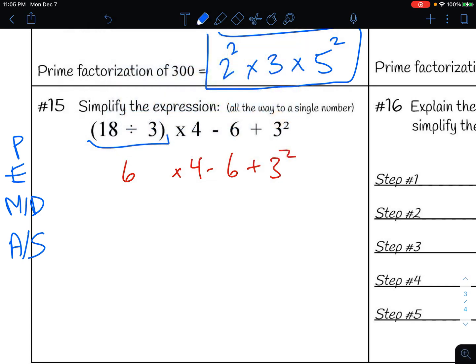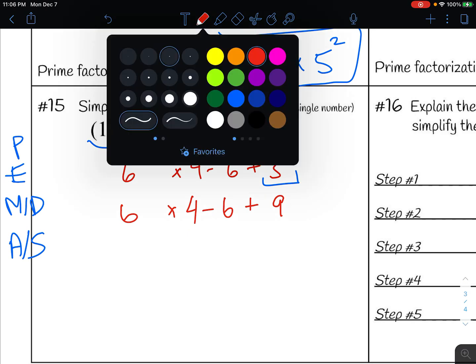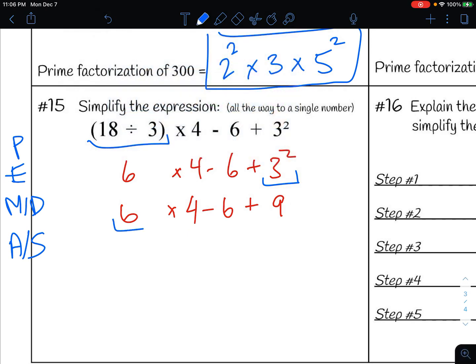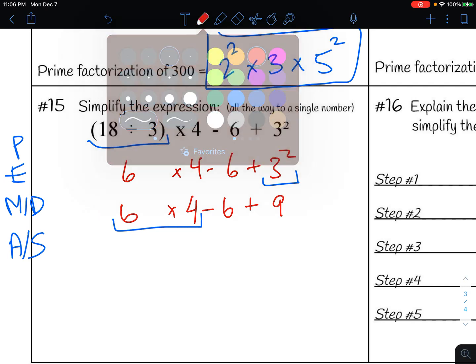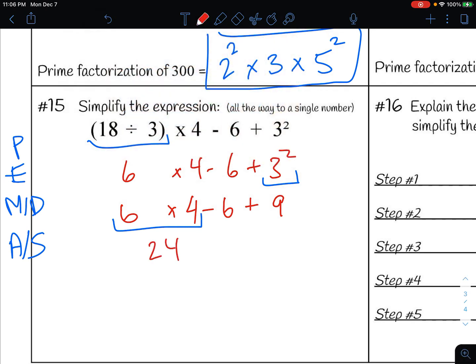What's next? Well, we do have an exponent, which is right over here. And 3 squared is not 6, it's 9, because it's 3 times 3. Bring down the plus, bring down the 6, bring down the minus, the 4, the times, the 6. All right. No more parentheses, no more exponents. Do we have multiplication or division? Well, we have multiplication right here, so let's deal with that. And 6 times 4, that is 24. Bring down everything else, the minus sign, the 6, the plus, the 9.